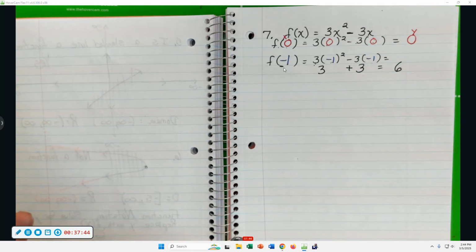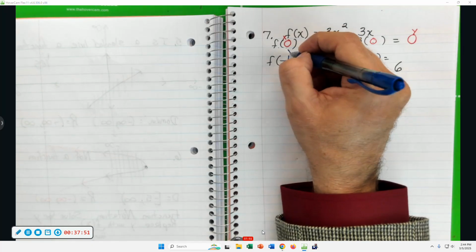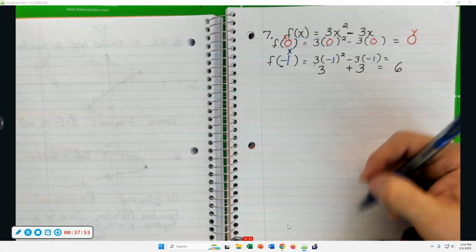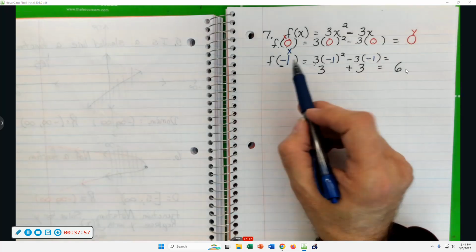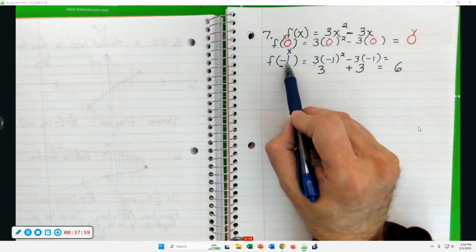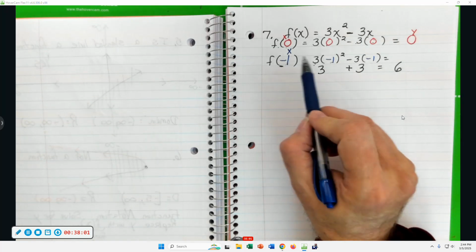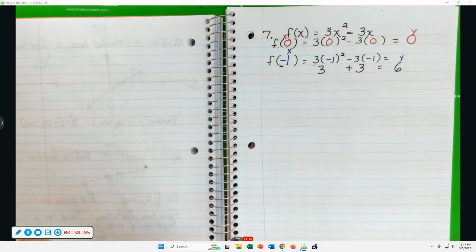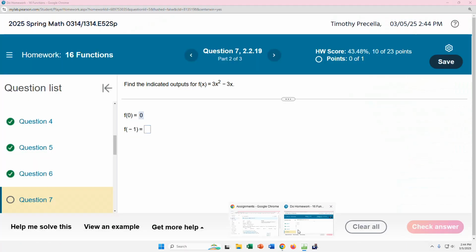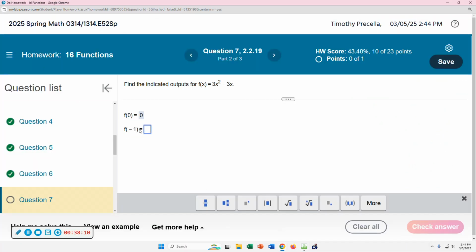With a function, every x value is assigned exactly one y value. Here's the x value. What was the y value that was assigned to it? What y value was assigned to negative 1? 6. Mm-hmm. So, and let's do another one.